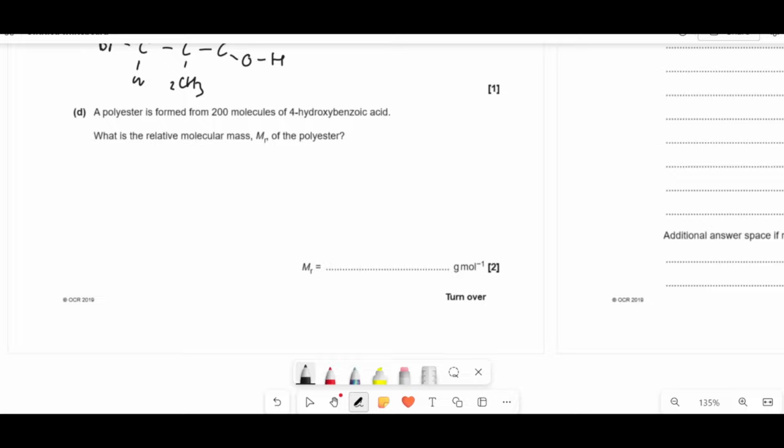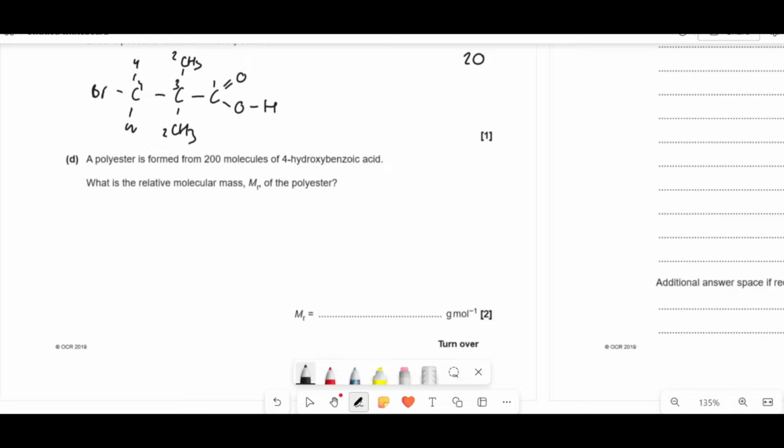It's chill. A polyester is formed from 200 molecules of 4-hydroxybenzoic acid. What is the relative MR of that? So think of it this way, right? So one ester link made means you're going to have one H2O lost, right? So if we're joining 200 of them, we're going to lose. So remember, this is ester link, right? This is two monomers give you one of them, right?